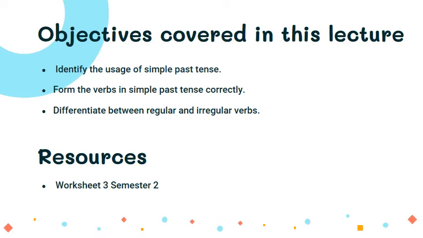What are we going to do in this lecture? We're going to identify the usage of simple past tense. When do I use simple past tense? Form the verbs in simple past tense correctly. There are some rules that we need to follow. Differentiate between regular and irregular verbs.